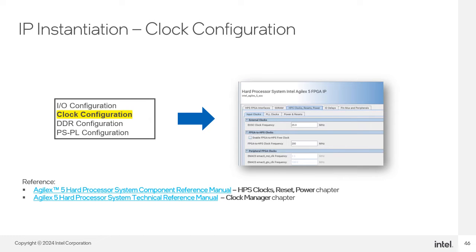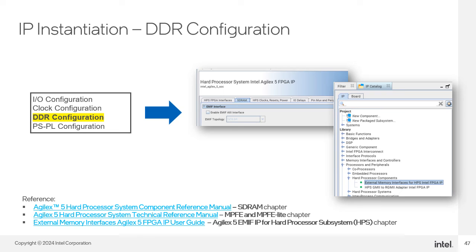Clock configuration can be done in the HPS IP under the HPS Clocks, Resets, Power tab. Various clock settings can be configured for the input MPLL clocks. For DDR configuration, you will need to configure 2 components, the HPS IP under the SDRAM tab and the standalone EMIF for HPS IP. The upcoming section, Fabric Embedded Memory Interface, goes over the HPS EMIF migration. Please refer to that section for more details.